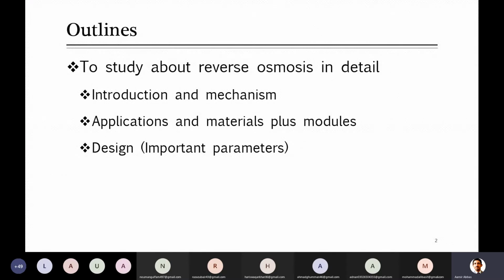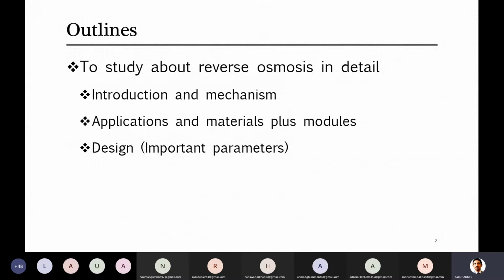Yesterday you studied something called osmosis, that is a natural phenomenon. Today we have to discuss how we can reverse it. Then we will look at the applications of the reverse osmosis phenomenon, where it can be applied, and what the materials and modules are which are used for reverse osmosis applications. And then the design of reverse osmosis systems.